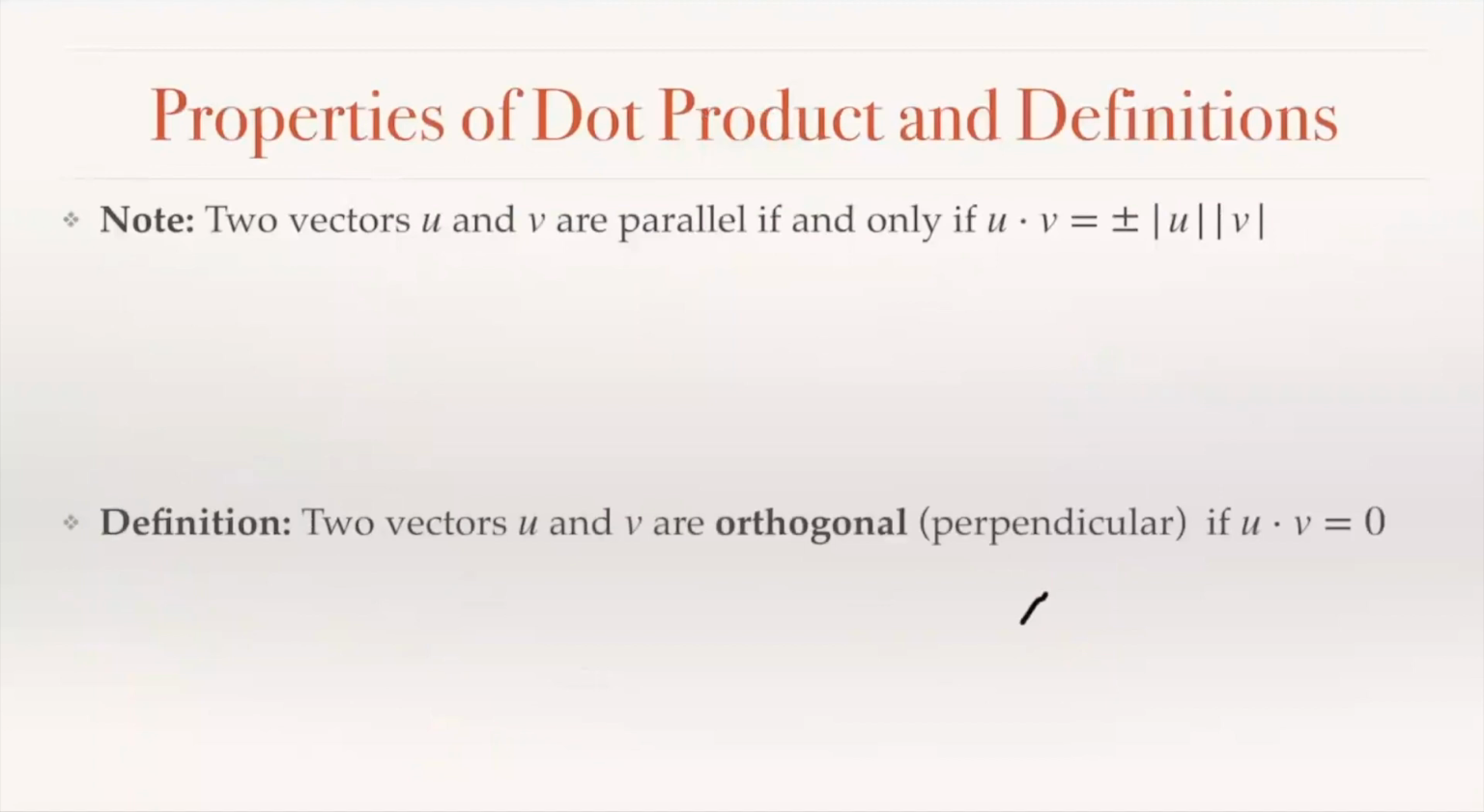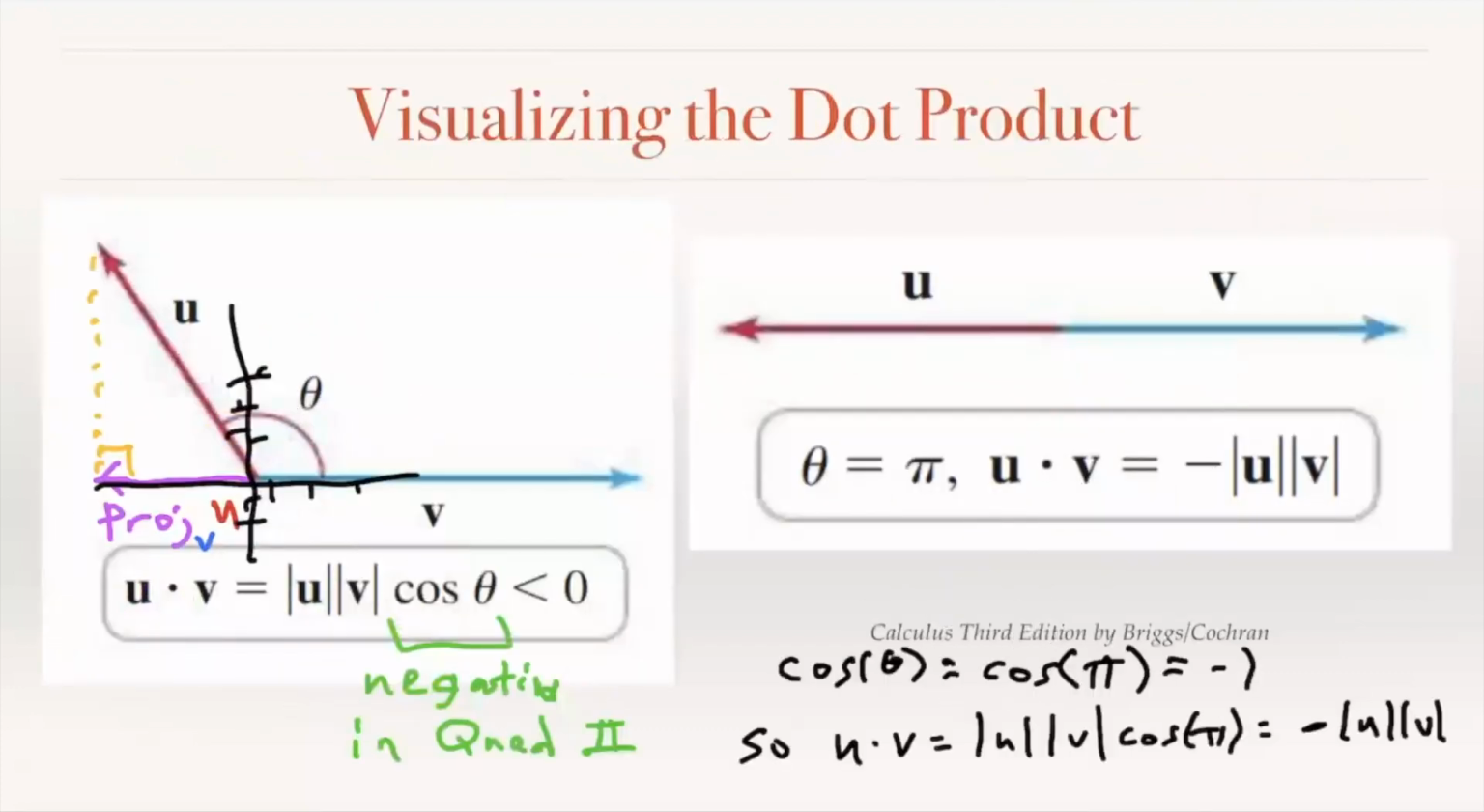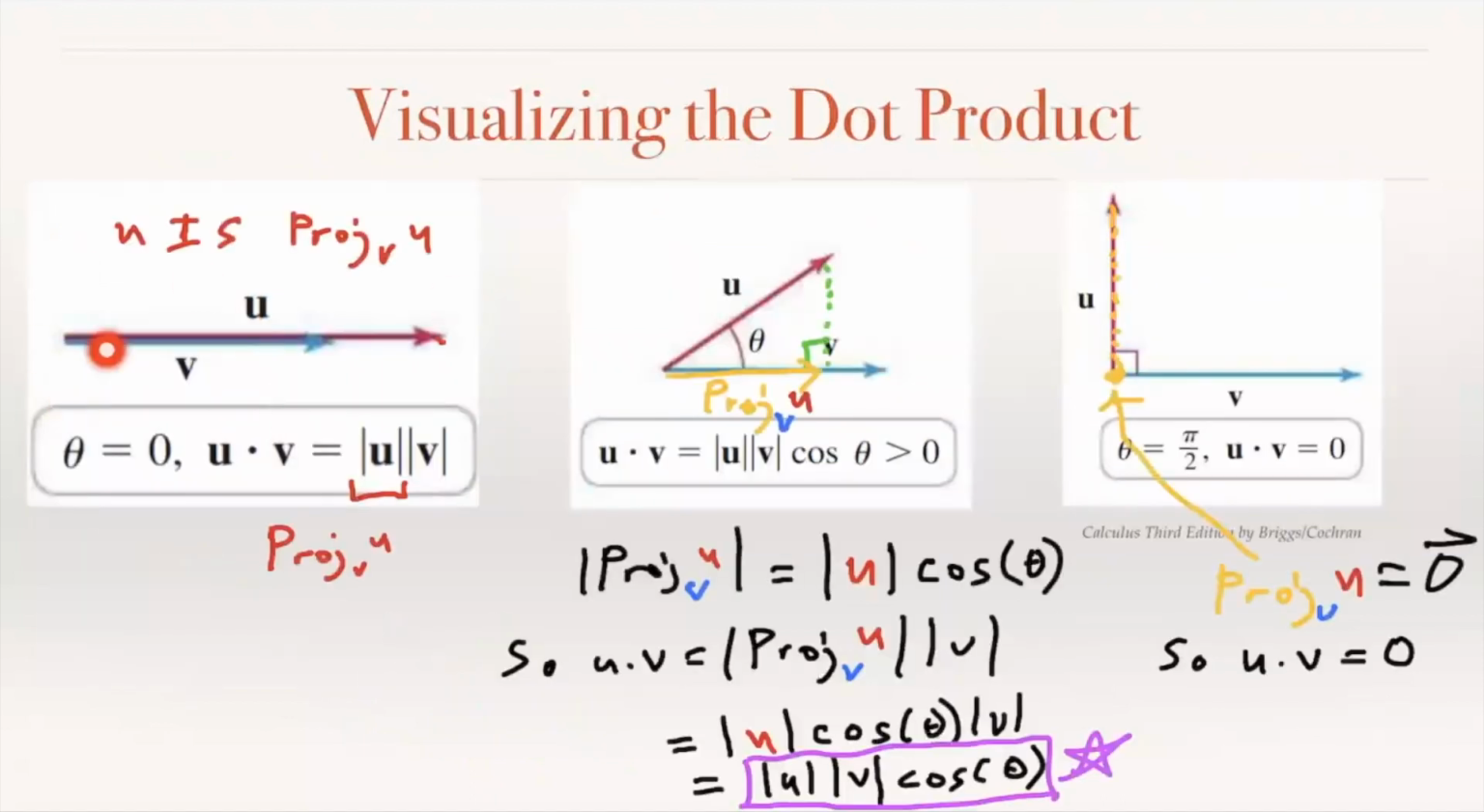So note that two vectors u and v are parallel if and only if their dot product is plus or minus the magnitude of u times the magnitude of v. That comes from what we worked out earlier here. That's when they're in opposite directions with the negative, and that's when they're in the same direction, and then the dot product is positive. But in both cases, magnitude of u times magnitude of v.